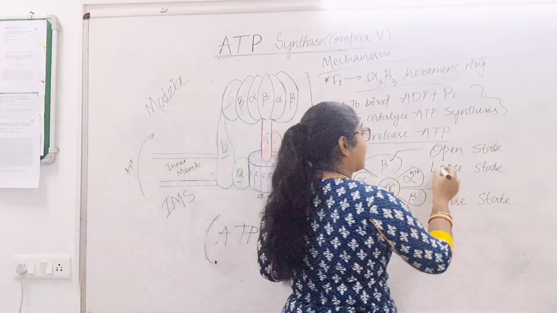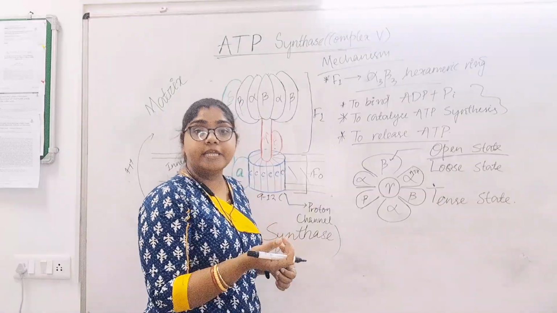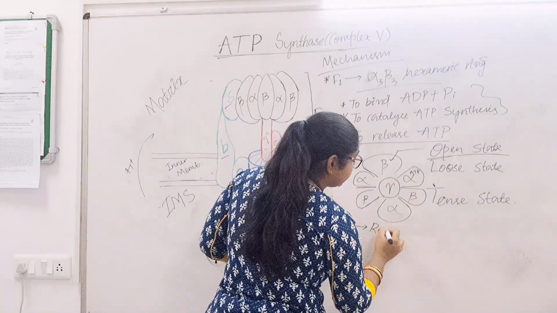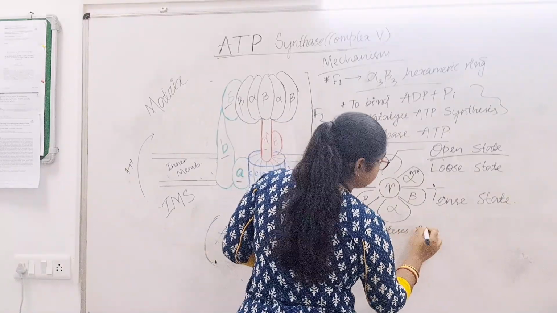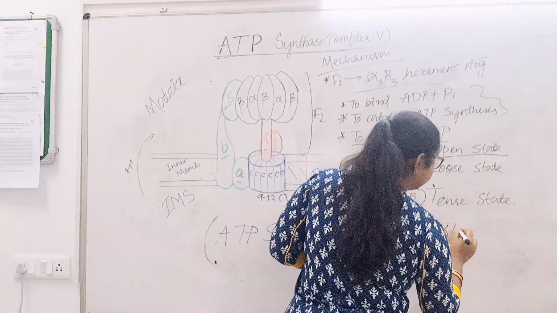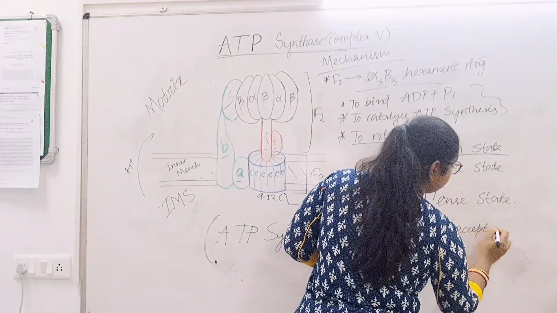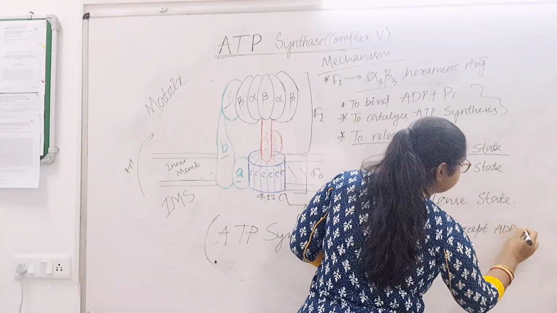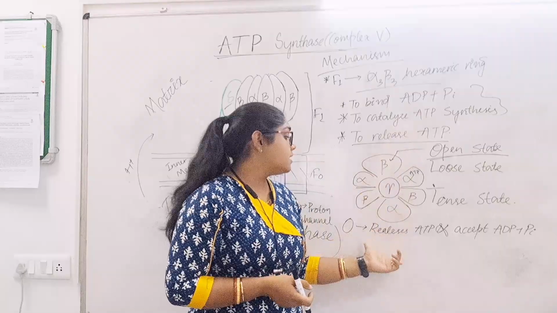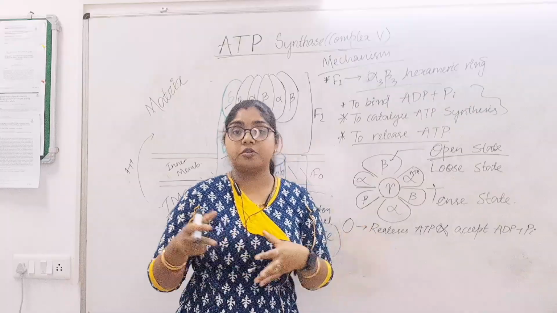So in open state, what happens? Open state always releases ATP. Okay, in open state it releases ATP, and at the same time it accepts a set of ADP and inorganic phosphate. Okay, in open state it releases ATP and also at the same time it accepts one new set of ADP and inorganic phosphate to produce ATP.